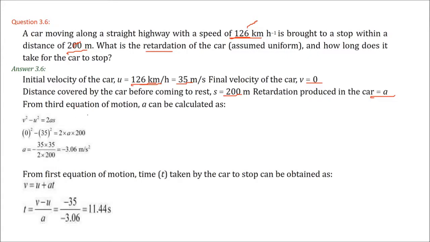Now, we know the equation of motion V square is equal to U square plus 2AS. Put these values, you get A equal to minus, because this is deceleration, minus 3.06. Again, we'll use the first equation of motion, V equal to U plus AT. Put in these values, A you know, V and U you know. So this will be 11.44 seconds.